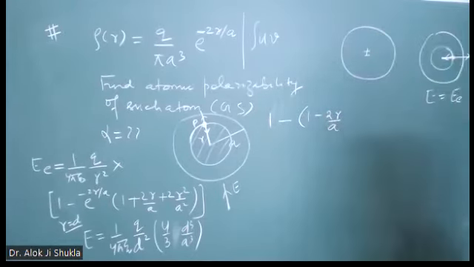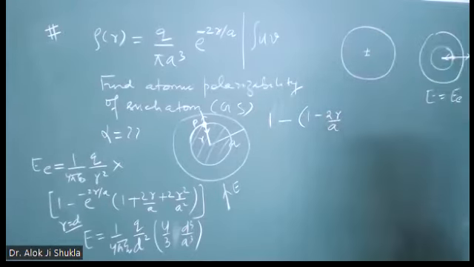So P by 3 pi epsilon naught, and a cube will be E. So what will be alpha? 1 by 3 pi epsilon naught a cube.